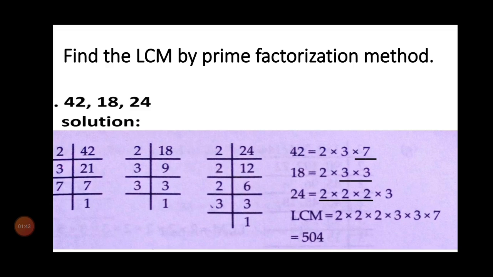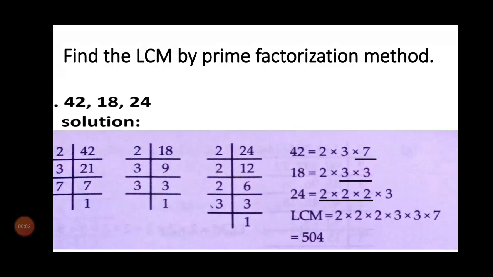Okay. Then the next, different number, what number are we having? 7. Which numbers have 7? 42 has only one 7. 18 and 24 do not have 7. So only one 7, so you underline that.